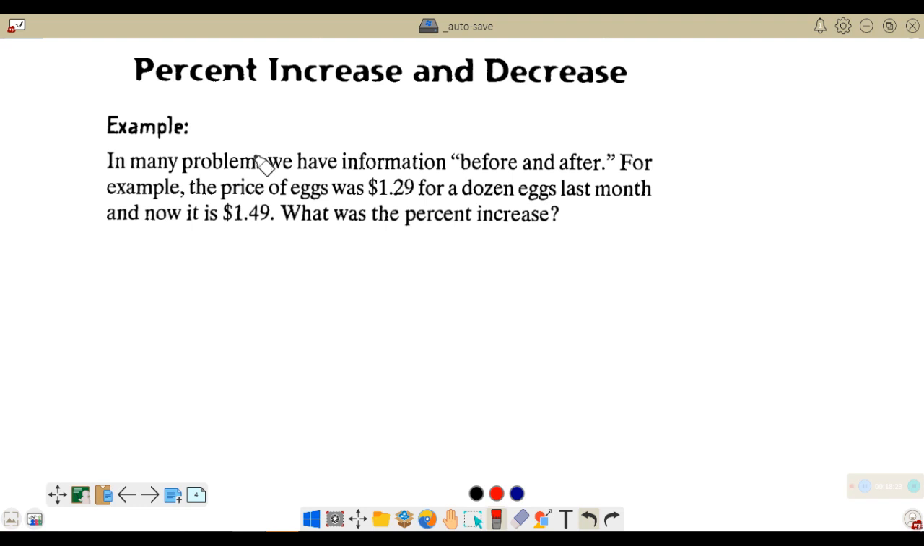Next, we have percent increase and decrease. This is very common, especially for things that change often, for example, stock market, crypto, stocks, investments. We always see symbols like plus 8.02%, 24-hour change, or negative 5.75%, which means it decreased.